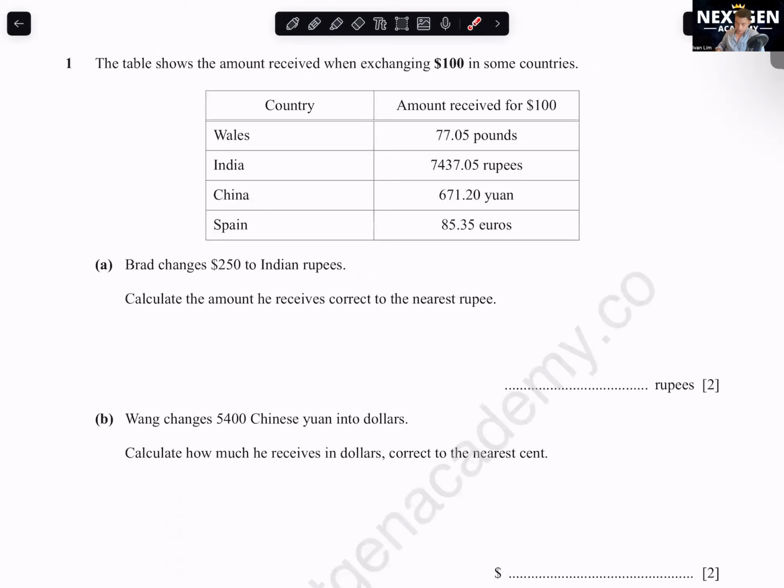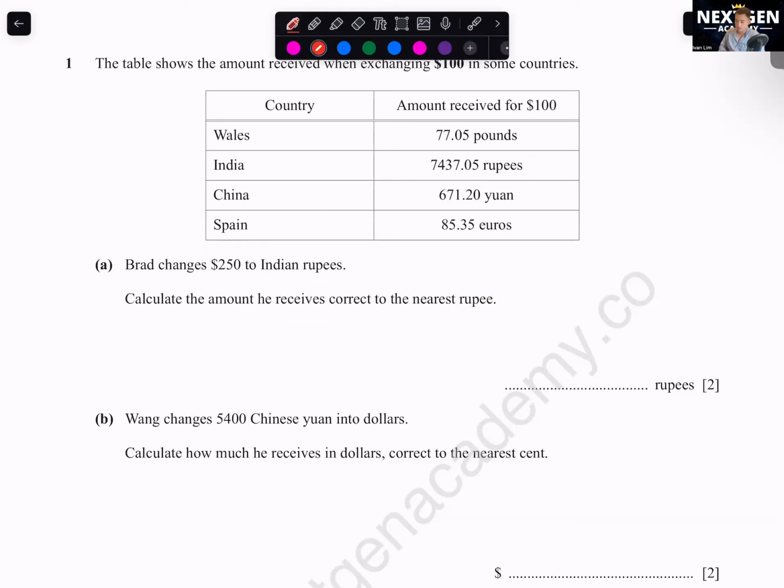Okay, question 1. The table shows the amount received when exchanging $100 in some countries. So this one is a money conversion. Brad changes $250 to Indian rupees. Calculate the amount he receives correct to the nearest rupee. So $100 is 7437.05 rupees.